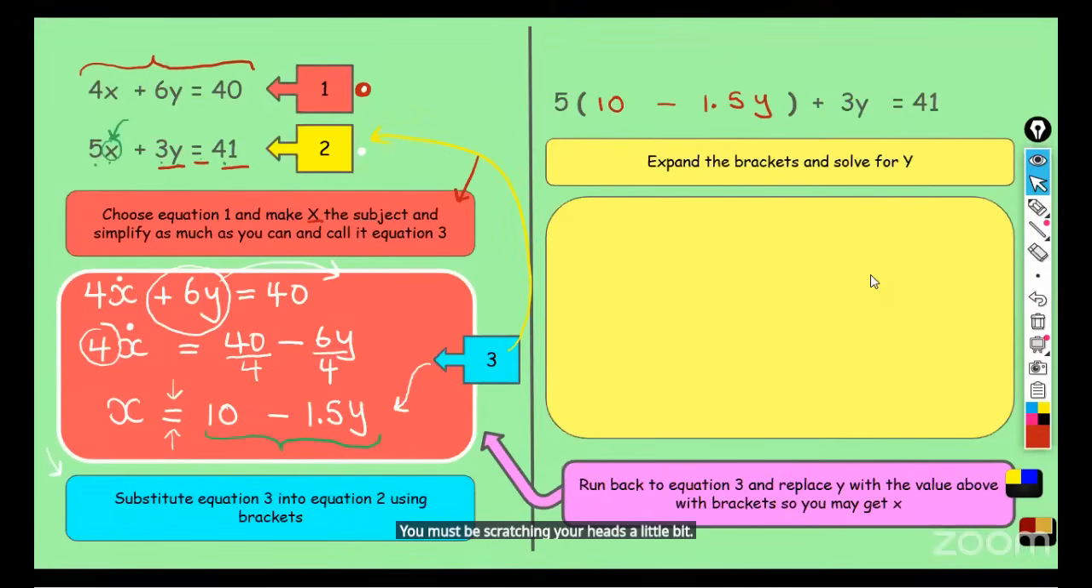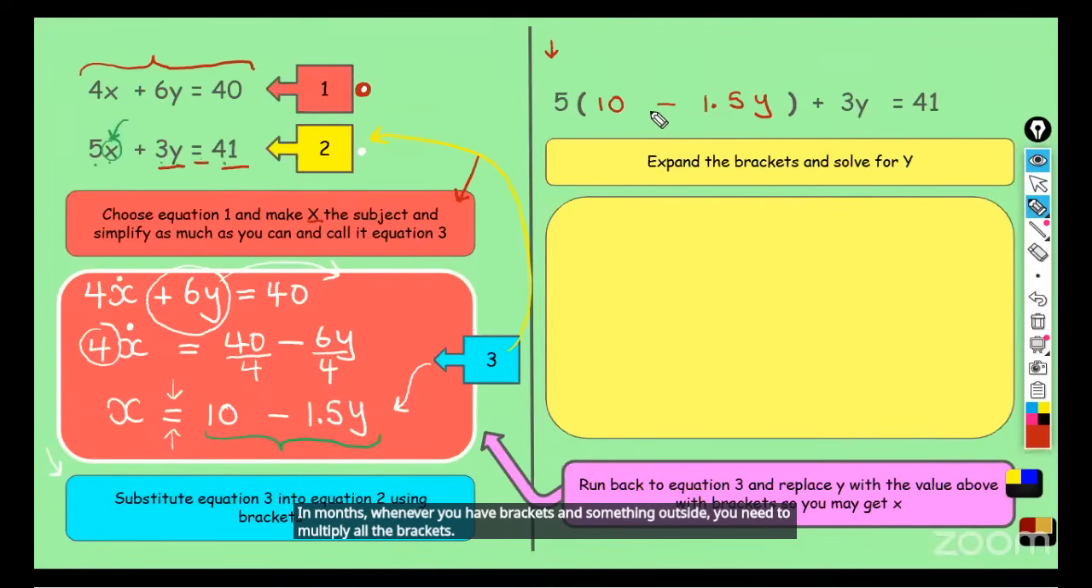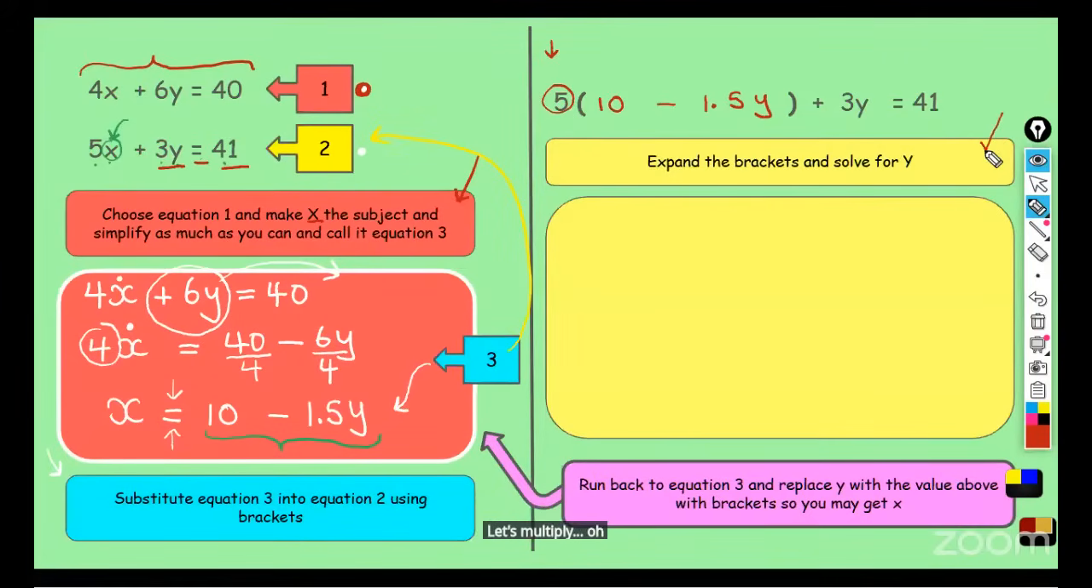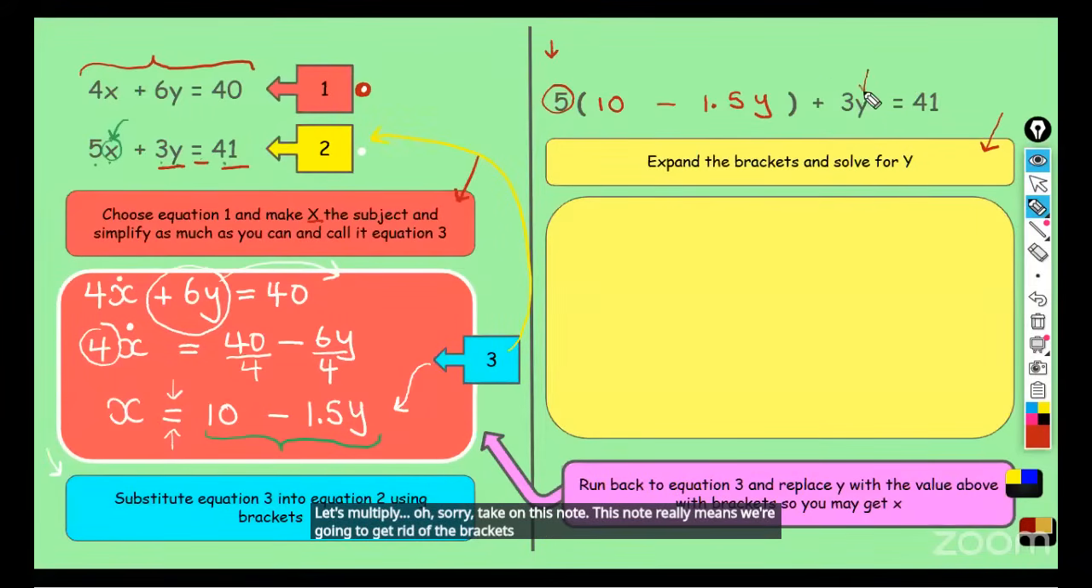All right. So here's what you're going to do now. In maths, whenever you have brackets and something outside, you need to multiply out the brackets. So we're going to get rid of these brackets. We're going to multiply everyone in these brackets by the value outside, 5. So let's do that. Oh, sorry, take down this note. This note really means we're going to get rid of the brackets and solve for y.